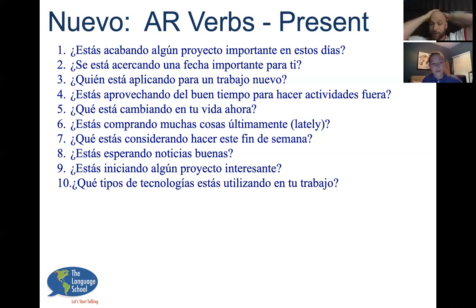So I could change that. ¿Estás aprovechando de la nieve para esquiar? Sí. Estoy aprovechando de la nieve. Muy bien. ¿Qué está cambiando en tu vida ahora? Estoy cambiando mi salud en mi vida ahora. Yeah, estoy cambiando la salud.